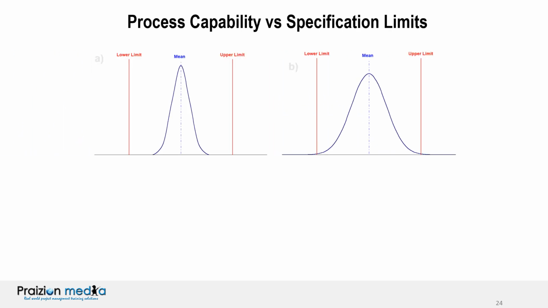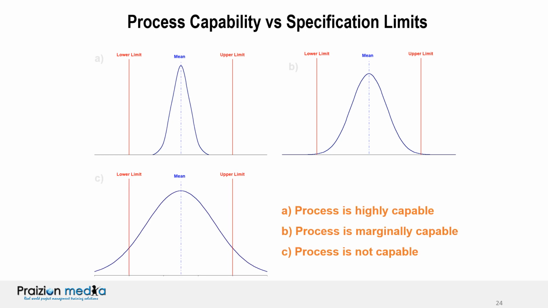Process capability versus specification limits. Process A is highly capable. Why? I need not tell, I leave it to you. Process B is marginally capable. Again, why? I'll leave it to you, I have talked about that multiple times. And the process in C is definitely not capable. Why? I give a hint: the tails are outside the limits.